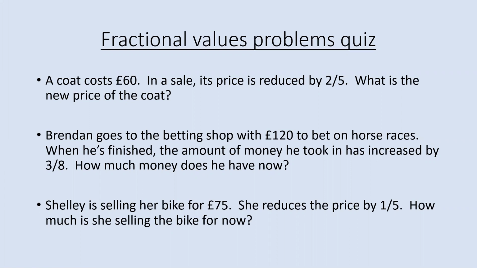Brendan goes to the betting shop with £120 to bet on horse races. When he's finished, the amount of money he took in has increased by 3/8. How much money does he have now? And Shelley is selling her bike for £75. She reduces the price by 1/5. How much is she selling the bike for now? So again, there'll be a 10-second lag before the next slide. You may like to put the video on pause while you work through these questions.